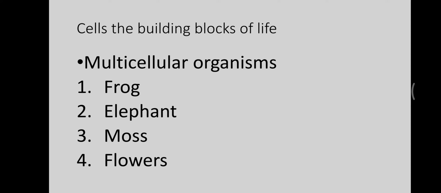So students, living things such as plants and animals are made up of many cells. They are called multicellular organisms. A large animal such as an elephant is made up of many more cells than a small animal like a frog. As the size of a living organism increases, the number of cells from which it is made will also increase. Here are some examples of multicellular organisms: frog, elephant, moss and flowers.